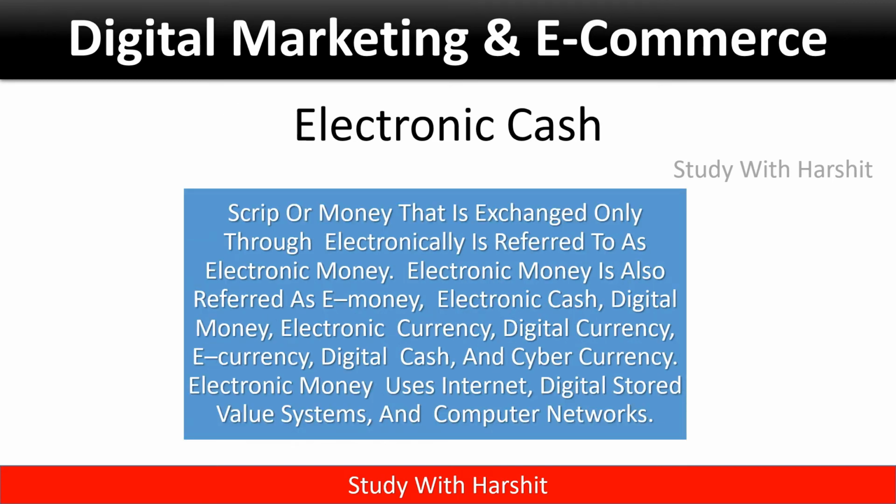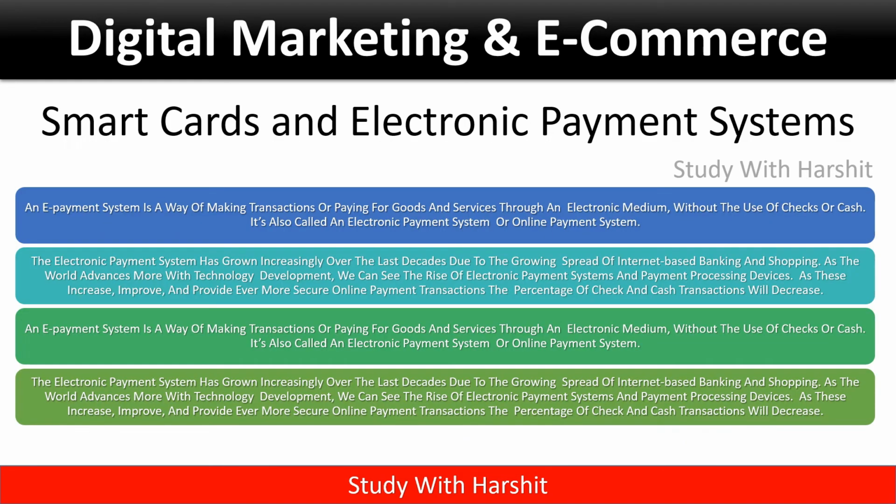Electronic cash: scrip or money that is exchanged only electronically is referred to as electronic money. Electronic money is also referred to as e-money, electronic cash, digital money, electronic currency, digital currency, e-currency, digital cash, and cyber currency. Electronic money uses the internet, digital stored value systems, and computer networks. Smart cards and electronic payment systems.